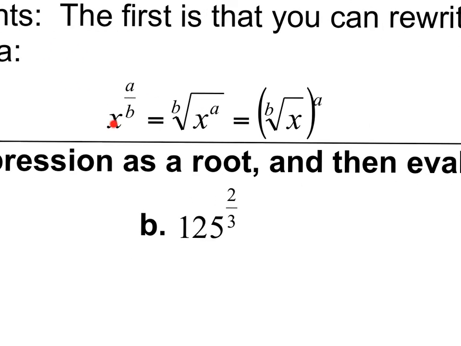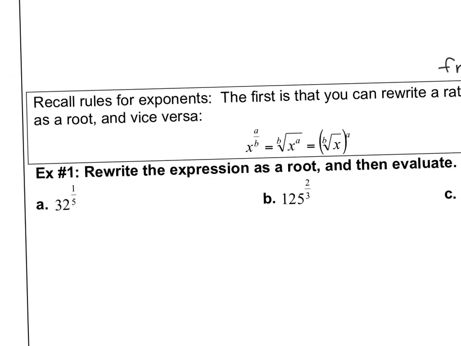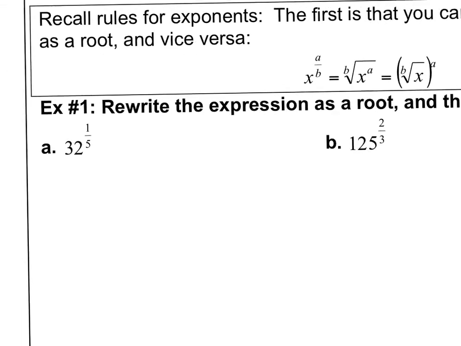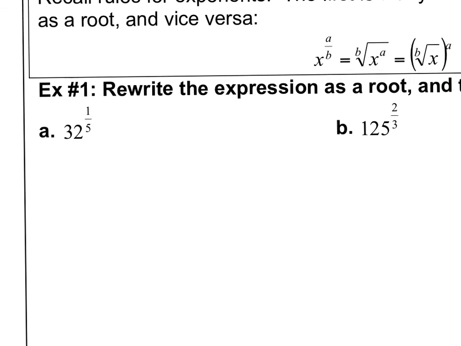If you have something to an exponent that is a fraction or a ratio, you can rewrite that with the denominator in the crack. The number on the bottom goes in the crack. The number on the top is your exponent. And the exponent can go on the outside or on the inside. It doesn't matter. Either way, it's going to be fine. So let's just apply that here. Okay, I'm going to leave that up in the top corner so we can see it.